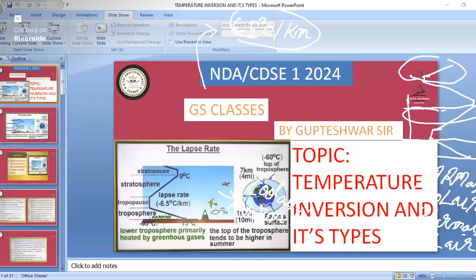And in the normal lapse rate, or the normal phenomena, we have the warm air downwards and as it goes up in height, we find the temperature decreasing, meaning cool air is blowing. So that is the normal lapse rate.